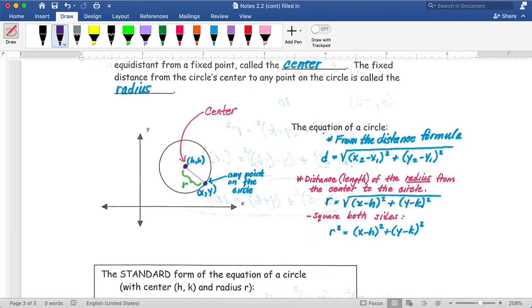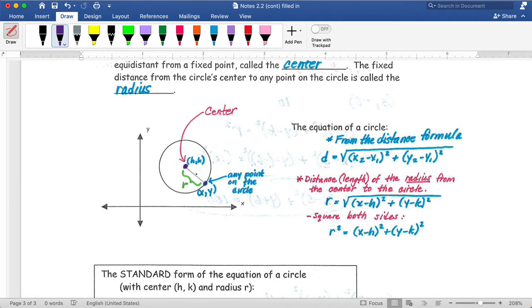Now, the equation of a circle comes from the distance formula. If you recall the distance formula in the last section, d, the distance, is equal to the square root of the difference of the x's squared plus the difference of the y's squared, which came from the Pythagorean theorem. Distance is actually the length of the radius from the center to the circle. So in this case, this is going to be our d in the distance formula.